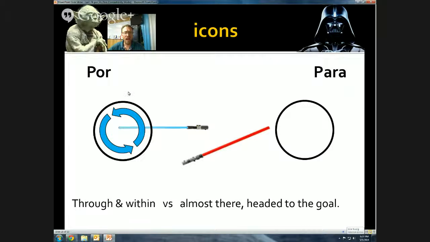So, por, I'm inside of the object, going round and round and round, or I cut through it on my way somewhere else. And so the idea is it's all about being inside of this or going through it to get somewhere else. Somehow I've gone through the means or the mode, or I'm inside of this somehow, versus para, I'm not there yet. I'm headed in that direction. It's a goal. Uh-oh, I wonder what their goal is.